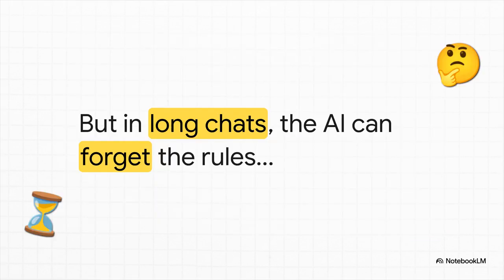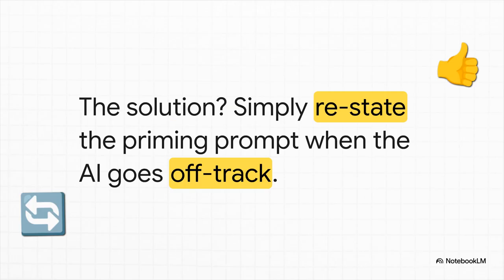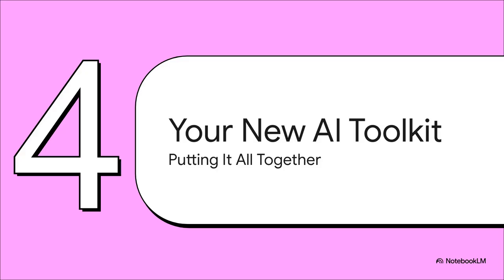But of course, there's a little catch. If the conversation gets really long and complicated, the AI's memory isn't perfect. It can actually start to forget that first priming prompt, and you'll see it start to drift back to its default, kind of boring personality. But the fix for this is so simple. The second you notice the AI starting to drift off course, you just remind it of the rules. Seriously, you can just copy and paste that original priming prompt right back in there, and it'll snap right back into character.